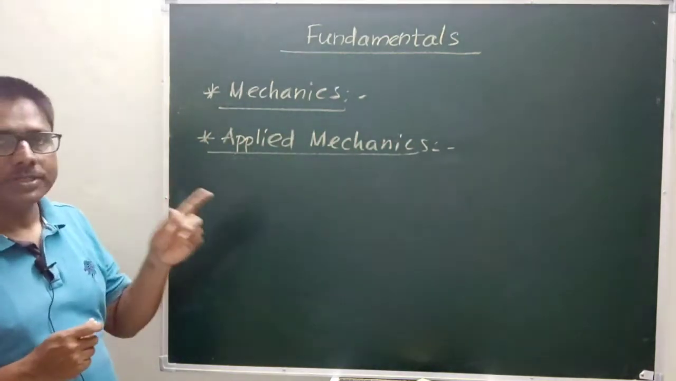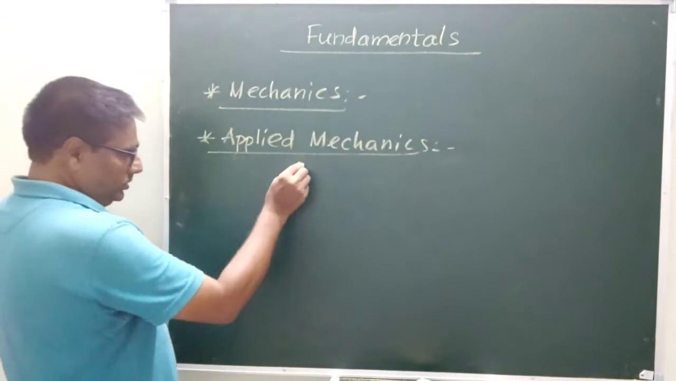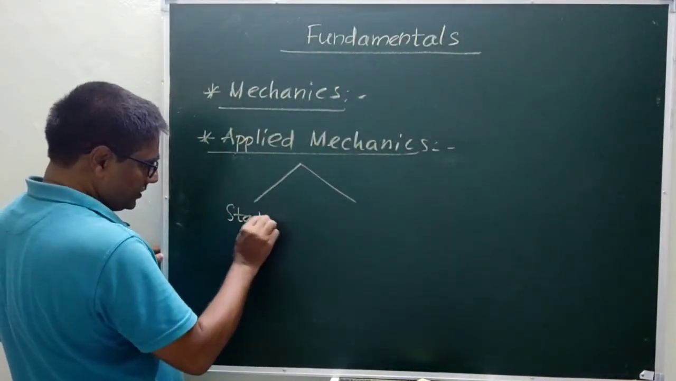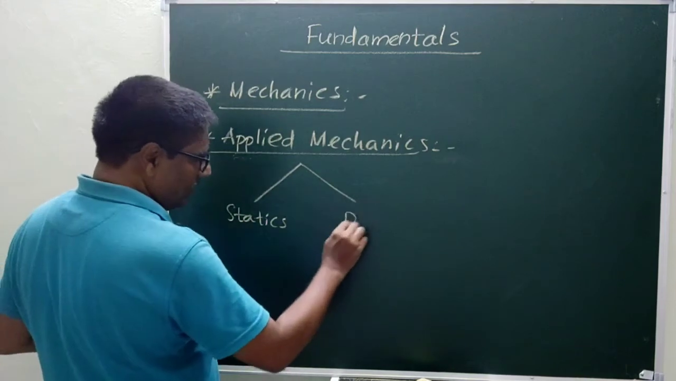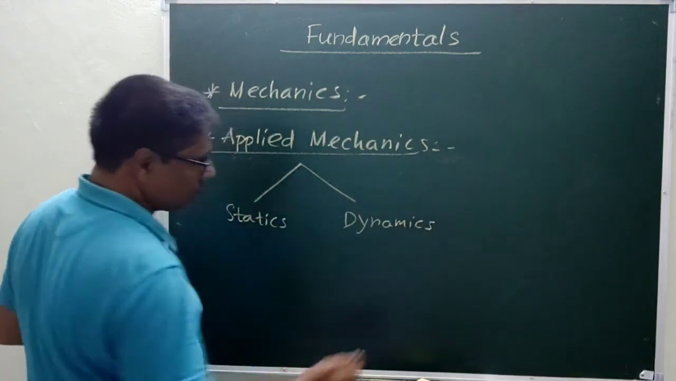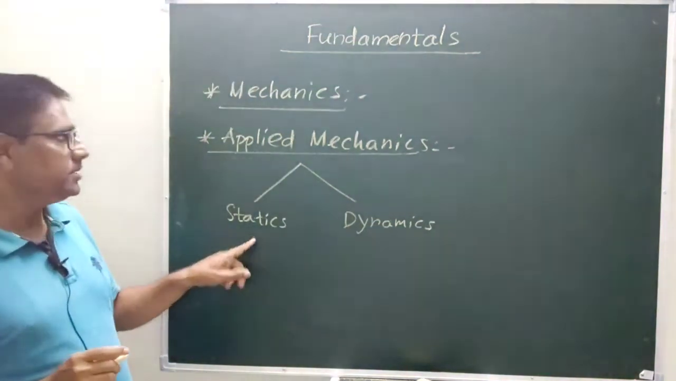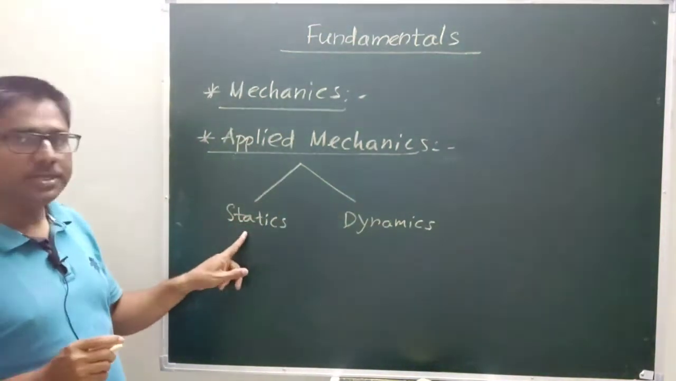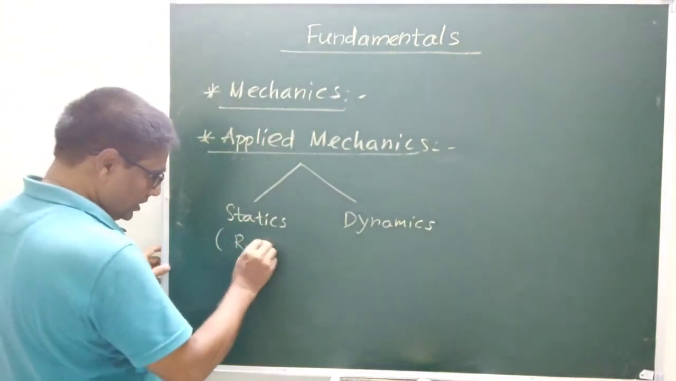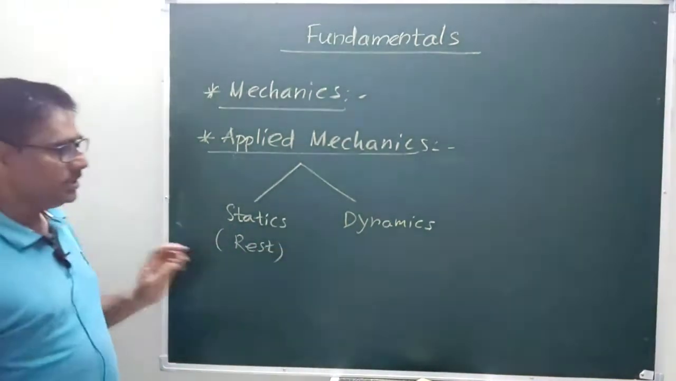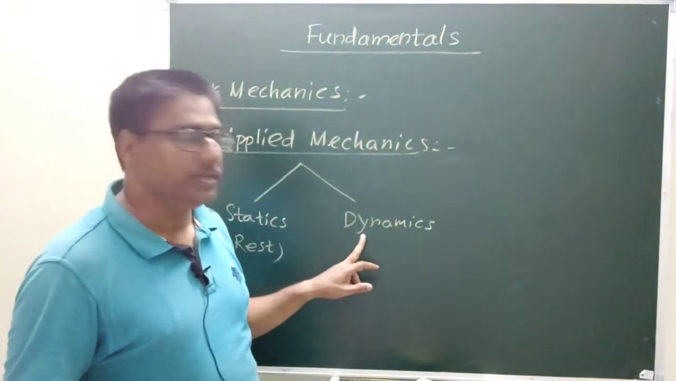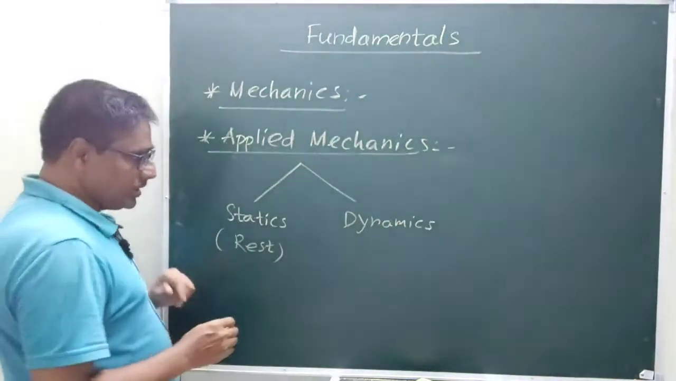Applied mechanics is further divided into two groups, statics and dynamics. Statics is a branch of applied mechanics which deals with bodies which are at rest, whereas dynamics is a branch of applied mechanics which deals with the bodies which are in motion.